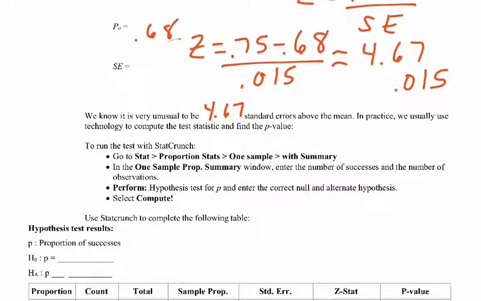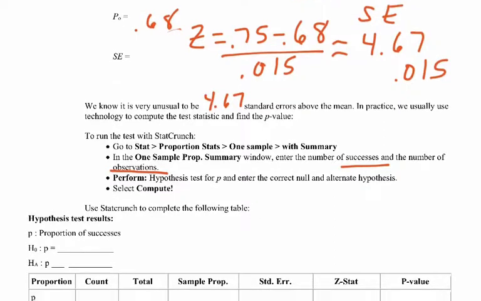In practice, we usually use technology to compute the test statistic and find the p-value. So in class, I'll show you how to do this, or I'll make a video so you guys can see how to do this in StatCrunch, but these are the steps you're going to follow. It's actually the same steps you use to calculate a confidence interval. You're going to go stat, proportion stats, one sample with summary, and then you're going to type in the number of successes out of the number of observations for your sample, and then make sure you check hypothesis test instead of confidence interval and click on compute.